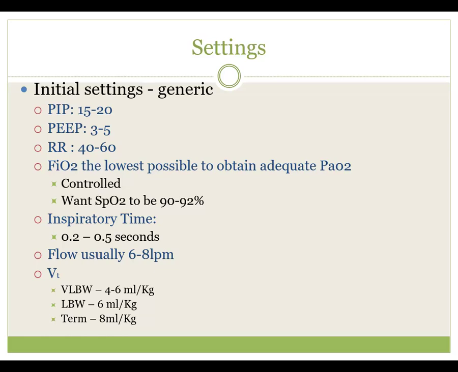We don't want the baby to be barrel chested. We don't want to give too much pressure, especially with stiff lungs, because then we could get a pneumothorax. So start at 15 to 20, or enough to move the baby's chest, especially if you don't have someone who's been bagging the baby with a pressure manometer. We want to start with our PEEP from 3 to 5. Respiratory rate 40 to 60. And FiO2 the lowest possible to obtain adequate PaO2. That's just common sense. We want to be controlled.